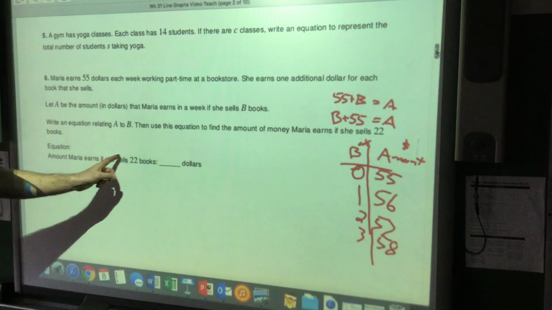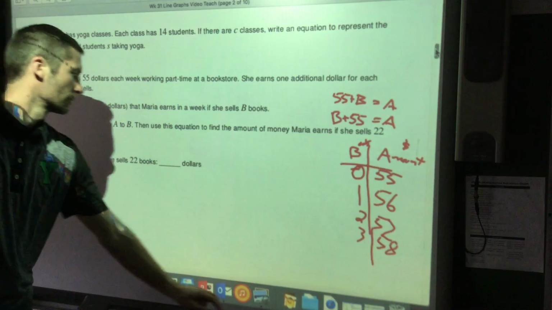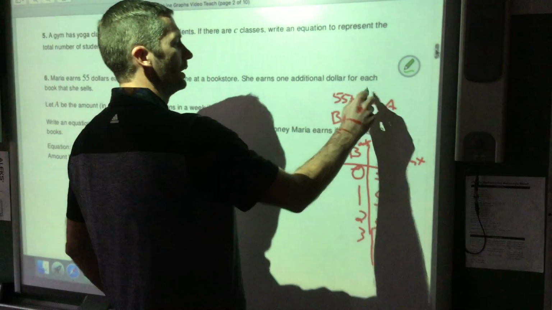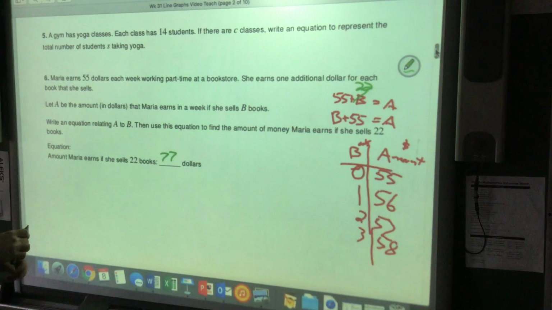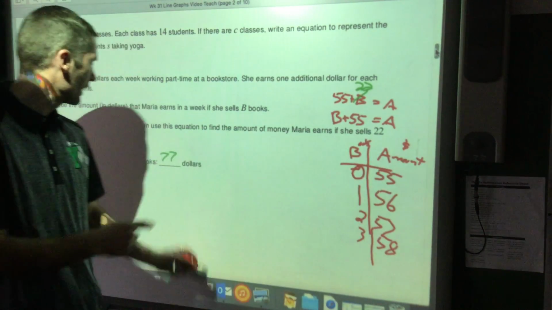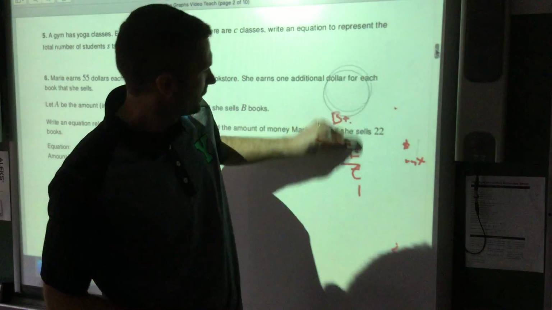So if she sells 22 books, let's plug in 22. 55 plus 22, she's gonna make $77. All right? We can easily graph this as well. This problem doesn't ask us to yet.